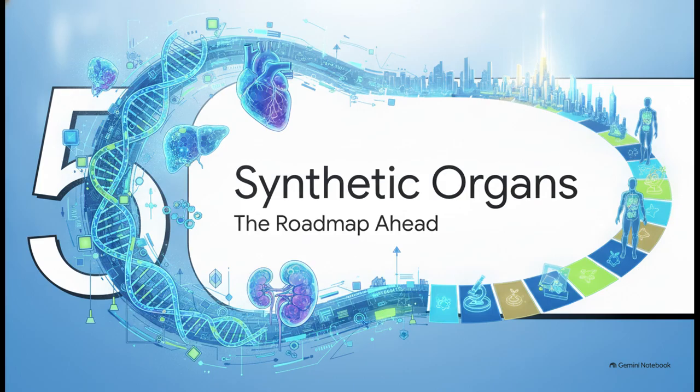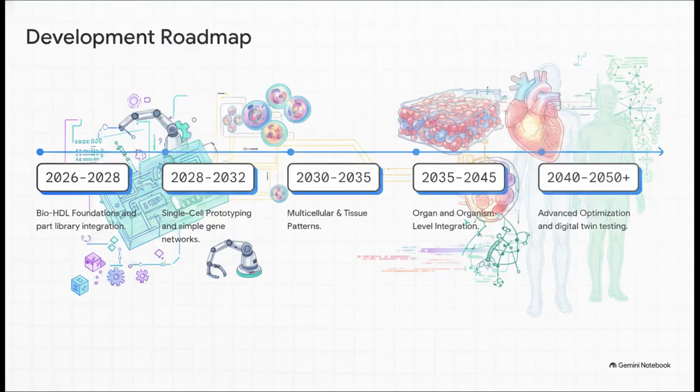Let's look at Part 5, Roadmap to Synthetic Organs. Taking this from a theoretical 5-step pipeline to a daily reality is a massive, multi-decade undertaking, but the foundation phase is practically tomorrow. Between 2026 and 2028, researchers aim to lay the Bio HDL foundations, finalizing the syntax and standardizing those biological parts. By the late 2020s and early 2030s, we move to single-cell prototyping, perfectly automating simple microbial gene circuits. From 2030 to 2035, the capability jumps significantly.